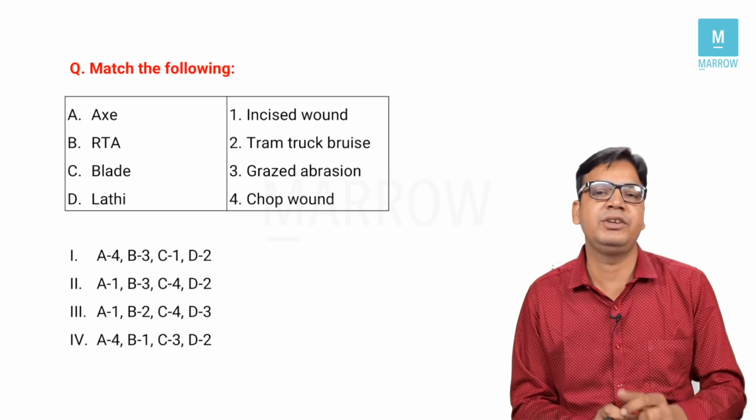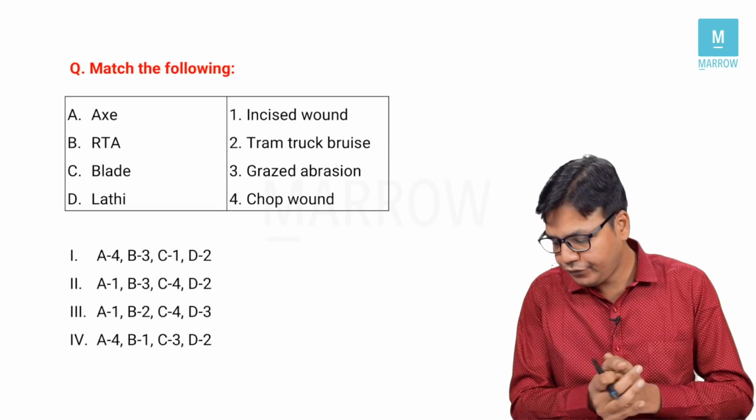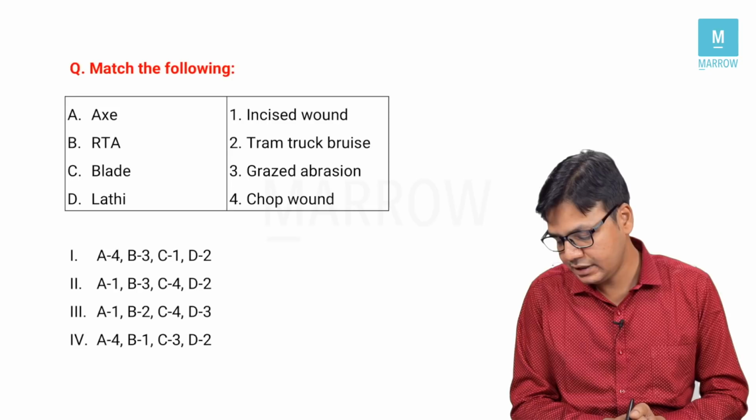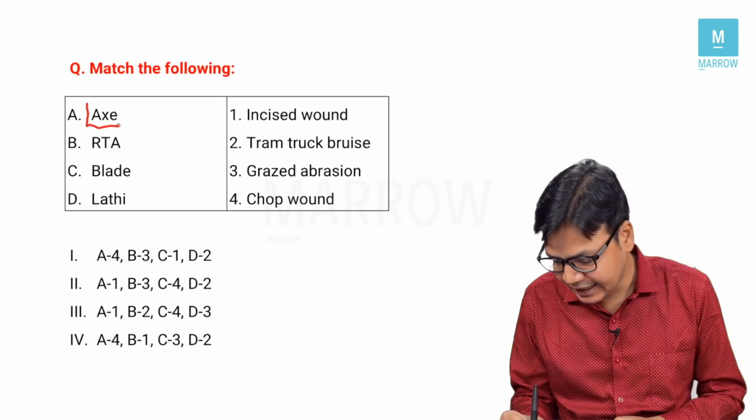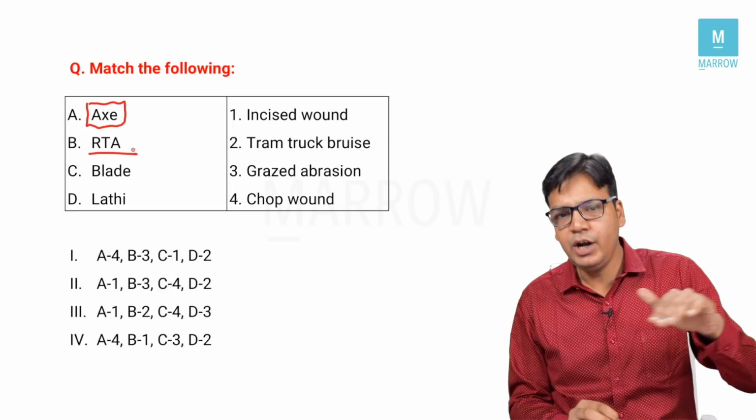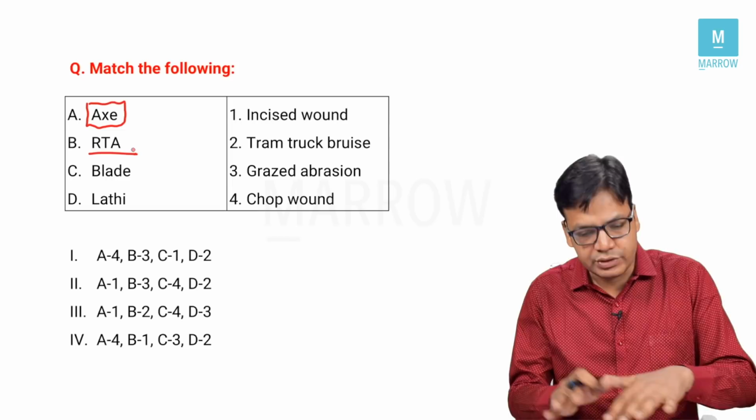Now, the next question: match the following. X, what does X cause? Road traffic accident, blood, and lathi. X is a sharp edge weapon with a heavy base. Road traffic accident, sir, is when you slide on the surface, like you are riding a vehicle and suddenly slide on the surface.